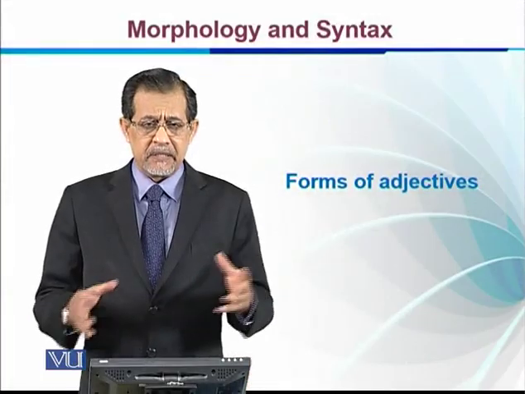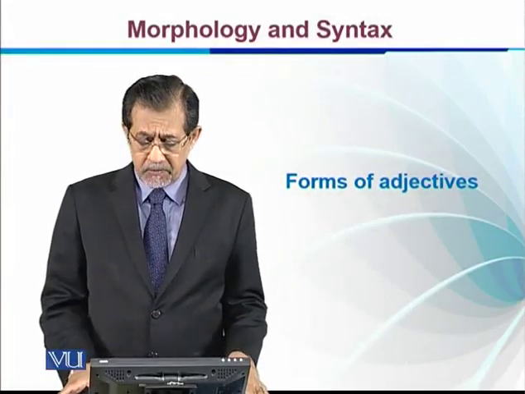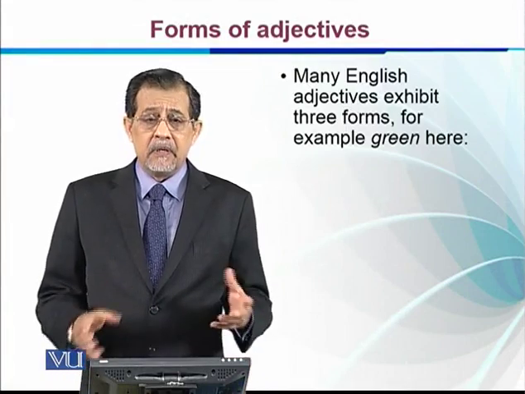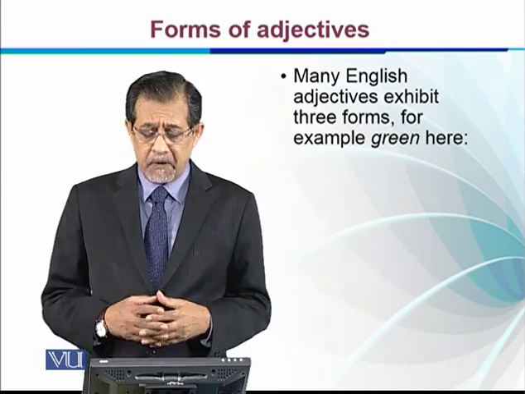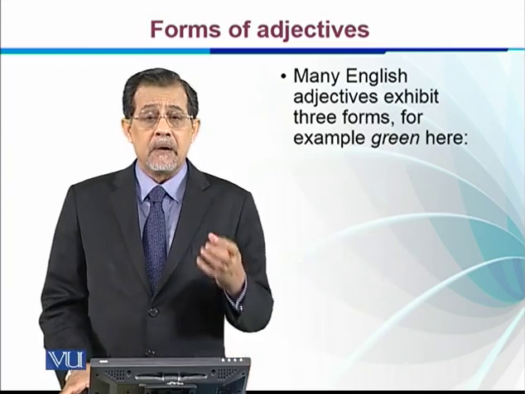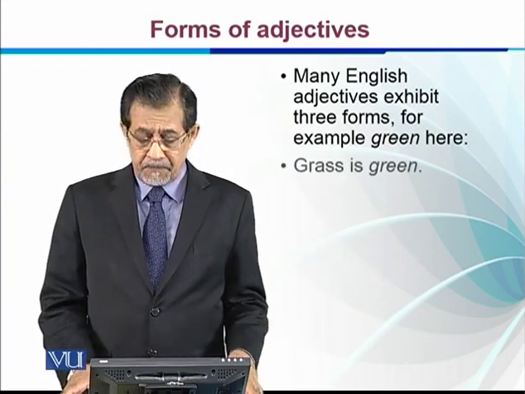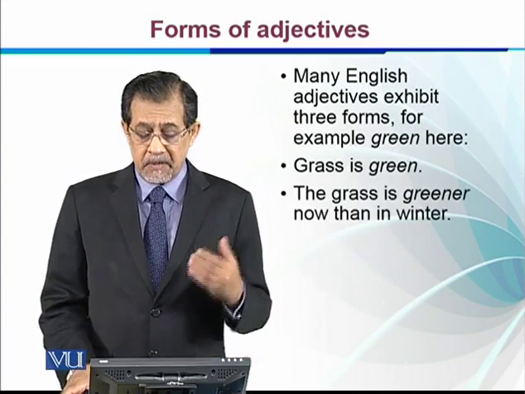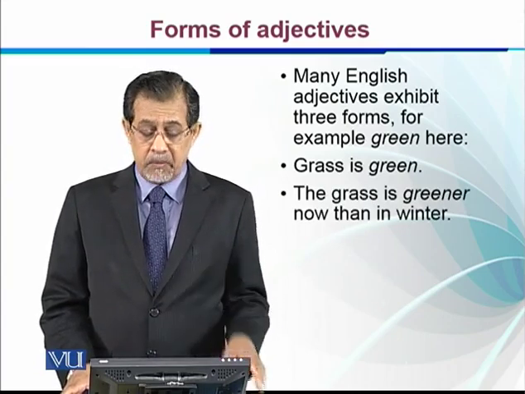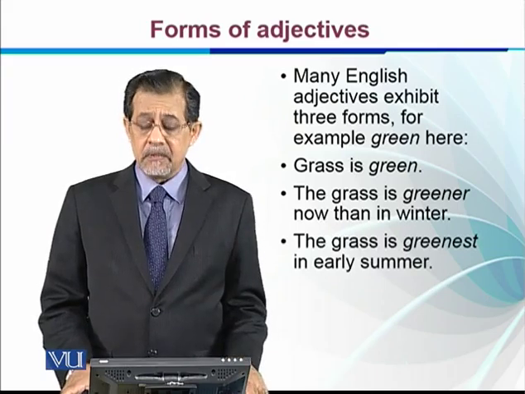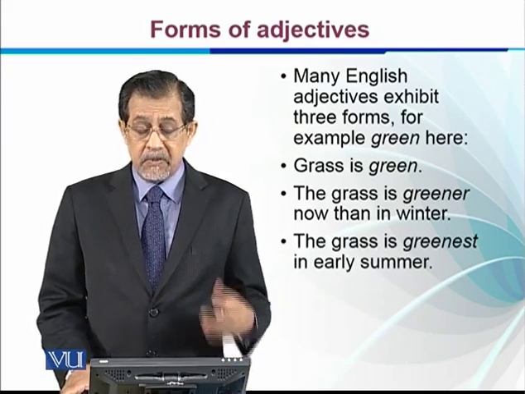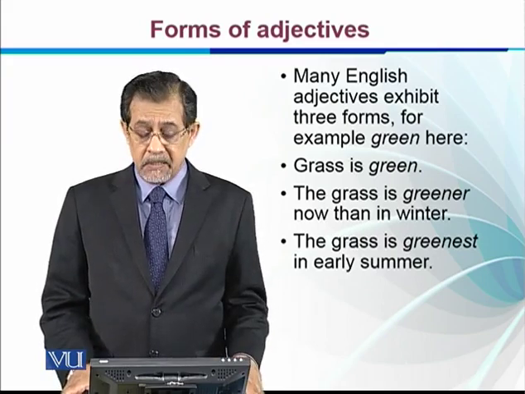Forms of adjectives. Let's now look at the forms of adjectives. We know that many English adjectives have three forms. Let's take the adjective green. Grass is green. The grass is greener now than in winter. The grass is greenest in early summer. So you can see that we have green, greener, and greenest.